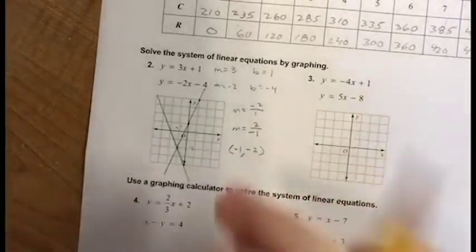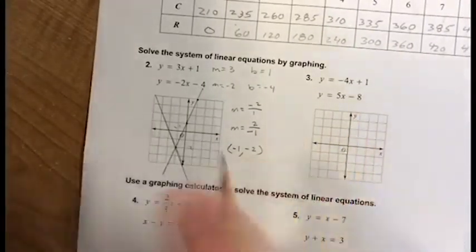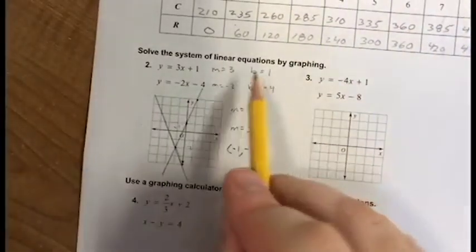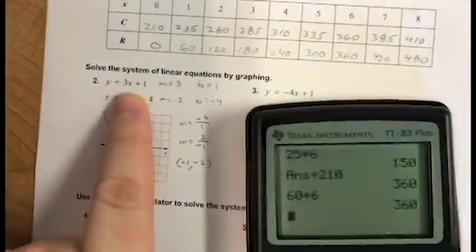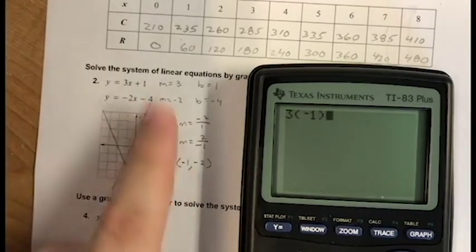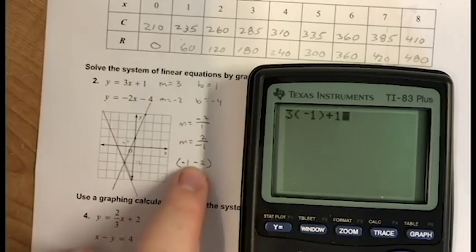And we can prove to make sure that this works by plugging this number back into the equations. So we have to prove it. It's just a check. And so we know right off the bat that if I plug in 3 times -1, plugging -1 into place of x, plus 1, it should be equal to -2. Does that work out? Yes, it does.